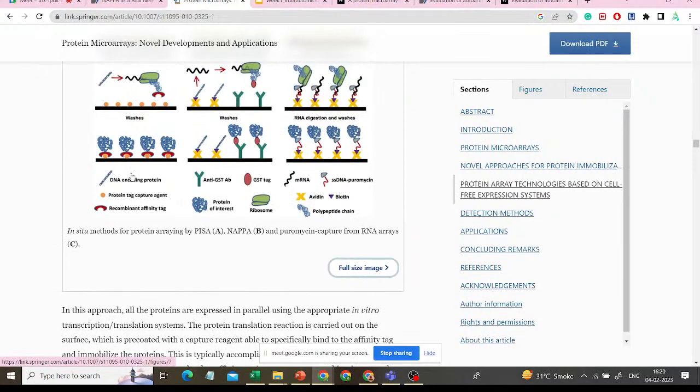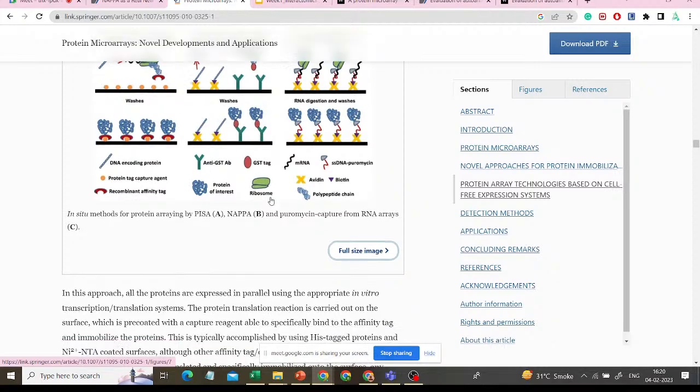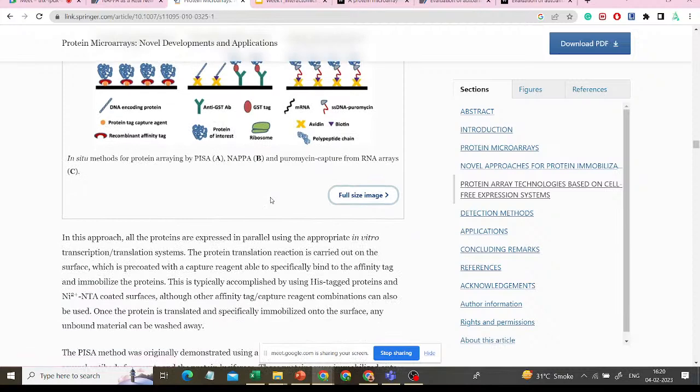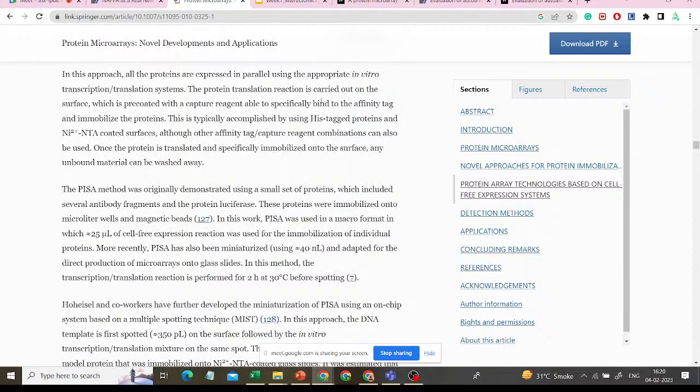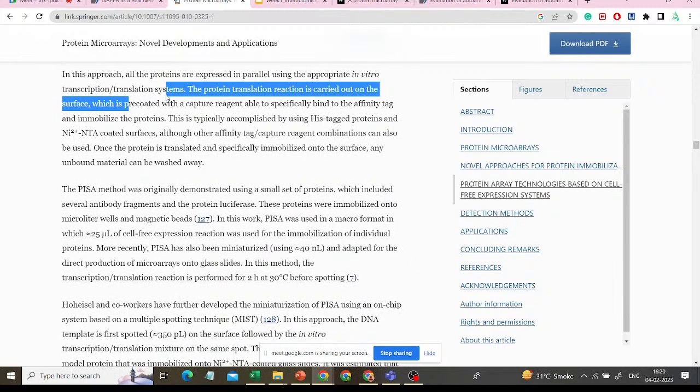So here you can see the protein tag capture agent, and here the protein of interest with the GST tag, and these ribosomes are translating from the cell extracts, DNA to cDNA to protein. So in this approach, all proteins are expressed in parallel in in vitro transcription or translation systems, and then it is carried out on the surface.